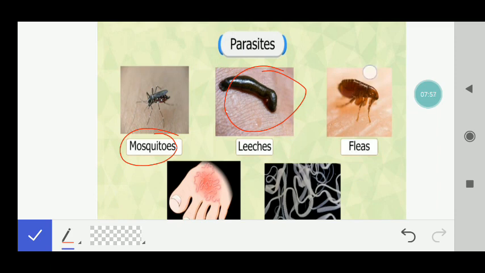These are some more examples: fleas, hookworms, tapeworms. Tapeworms are small worms that live inside the stomach and intestines of small animals.